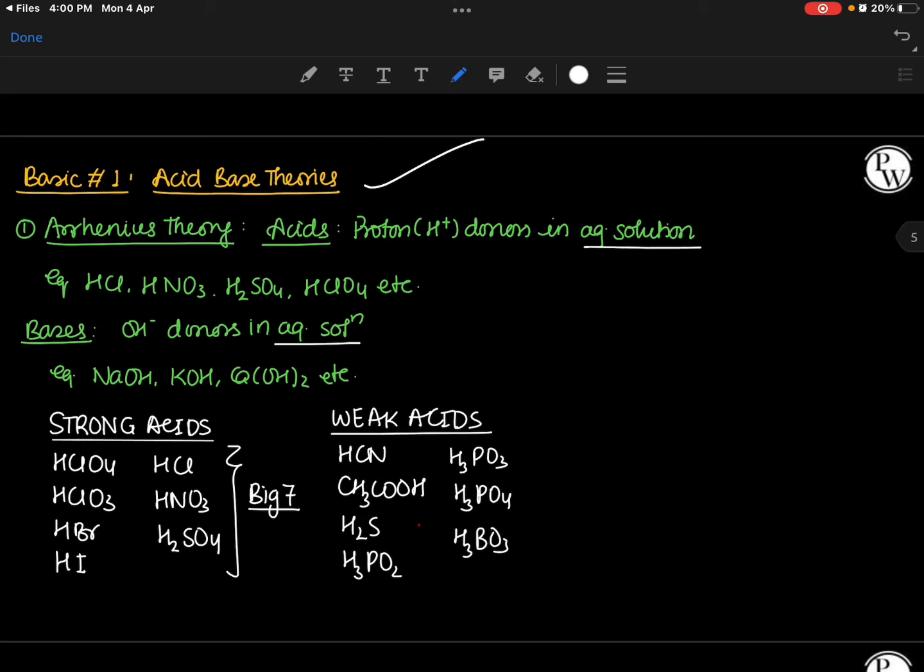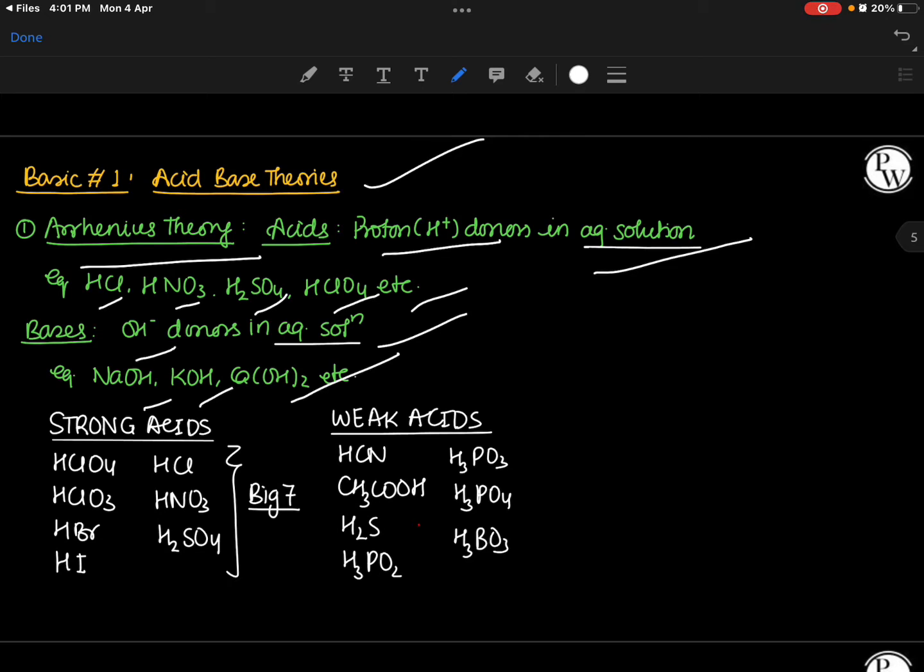Acid-base theories. First of all, we will see the Arrhenius theory. Arrhenius said that acids are those which donate H plus or protons in the aqueous solution. For example, HCl, HNO3, H2SO4, HClO4, etc. And bases are those substances which donate OH minus in the aqueous solution. For example, NaOH, KOH and Ca(OH)2, etc.